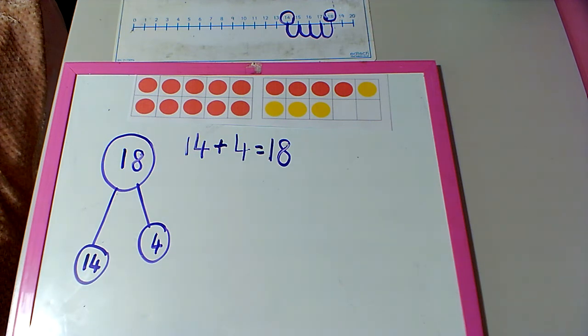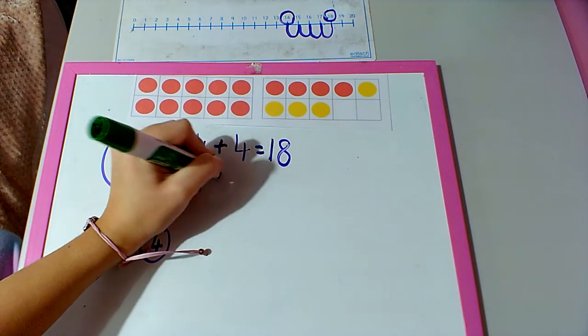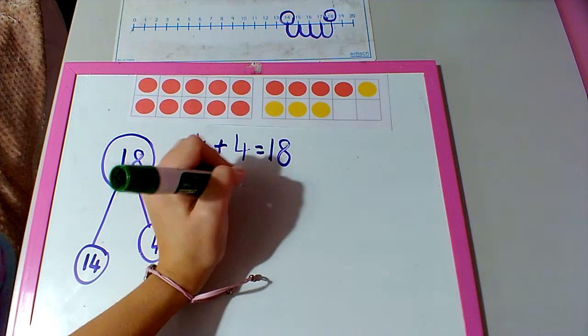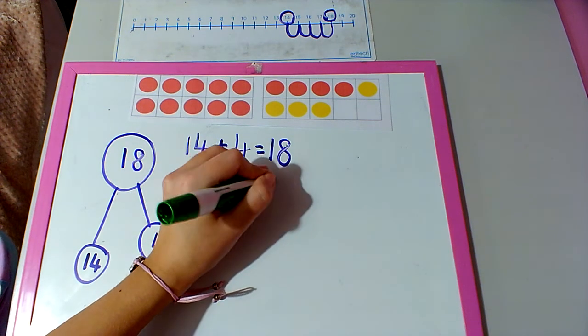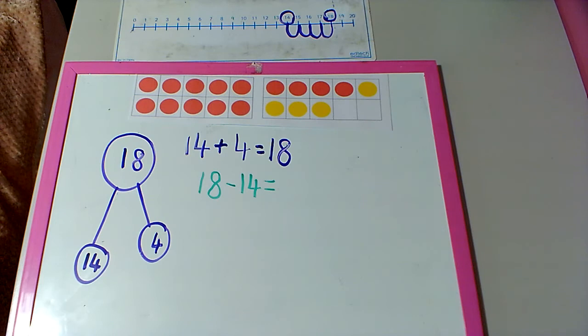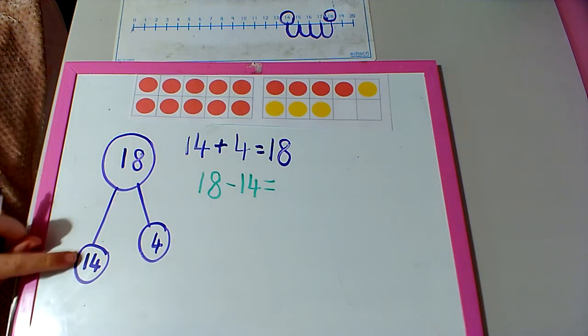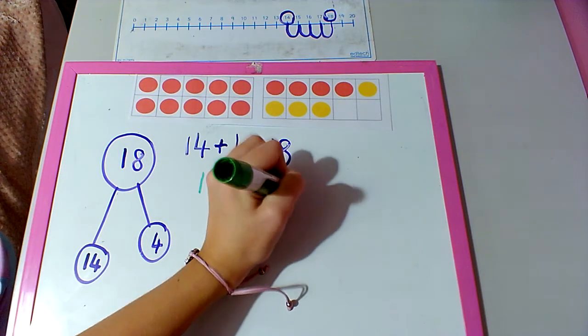So remember, when we write a subtraction sentence, we always start with our whole. So we always have to start with 18. I'm going to do 18 take away 14. So I've chosen 14 to be the part that I'm taking away. So 18 take away 14. Well, the only other part left is 4. So 18 take away 14 must be 4.